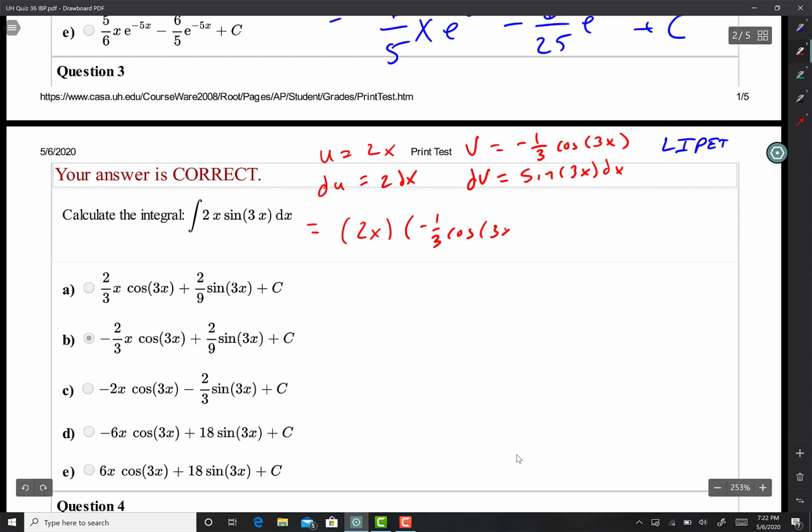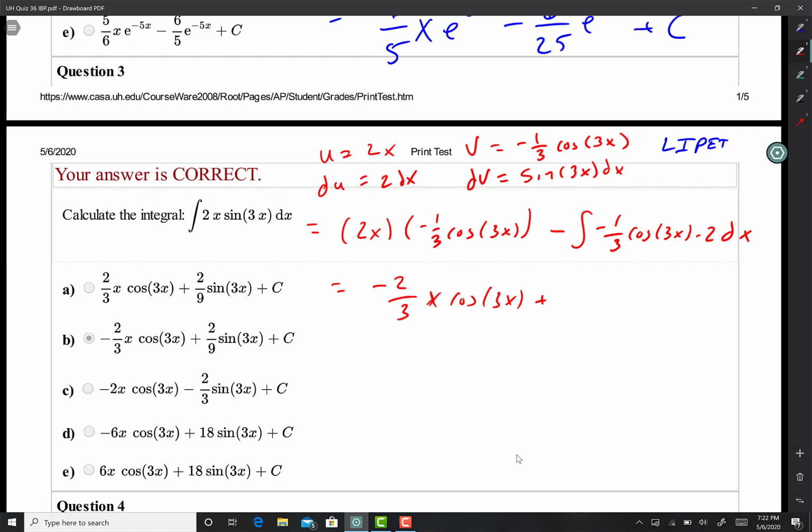Cosine of 3x minus integral of negative 1/3 cosine 3x times 2 dx. So uv minus v du. Let's see. So now I'm going to have negative 2/3 x cosine 3x plus, and then I'm going to move the 2/3 out first, guys. 2/3 integral cosine 3x dx.